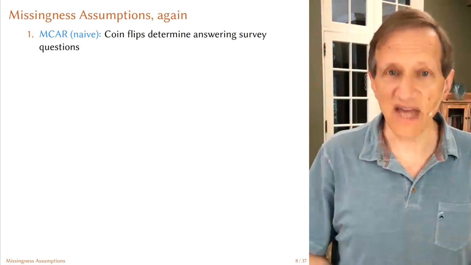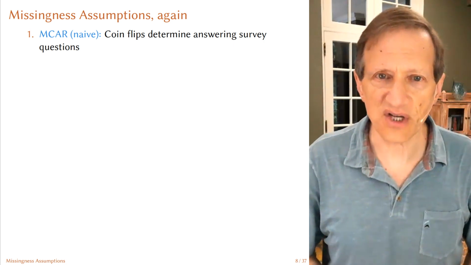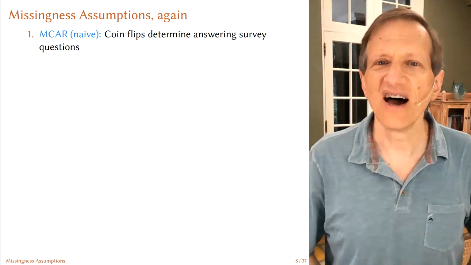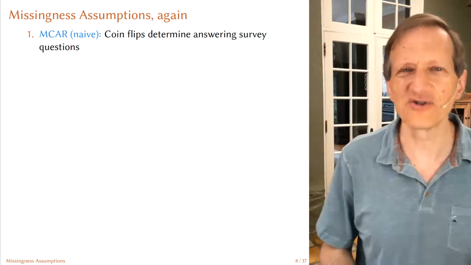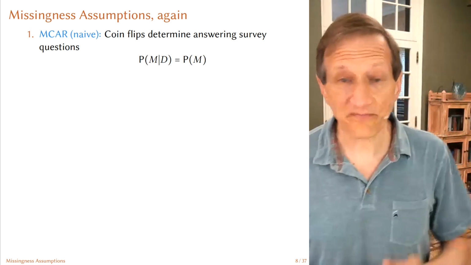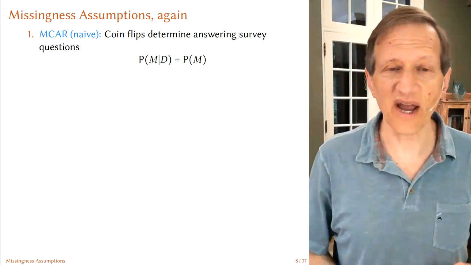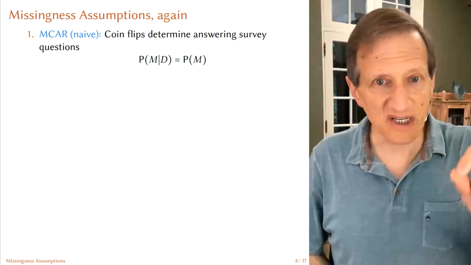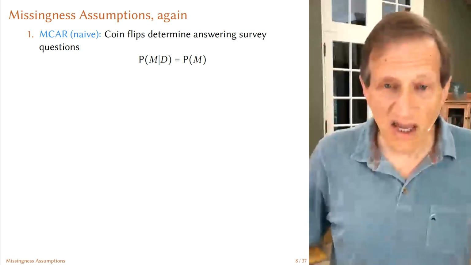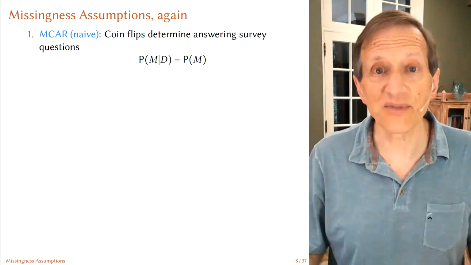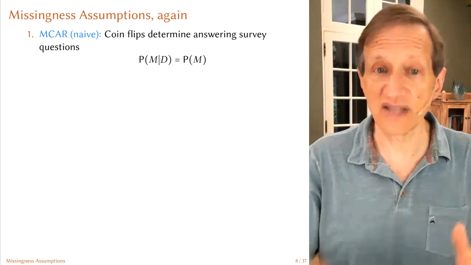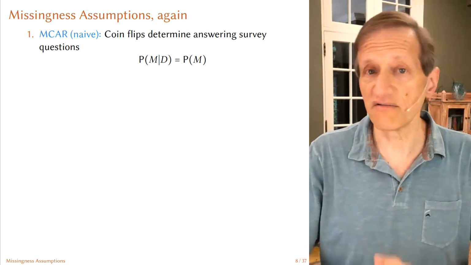we can think of as a naive statistical assumption. Coin flips determine whether you're going to answer a survey question. Probably not. Usually something's going on. Mathematically, this is the way we're going to write it. P of M, the missingness matrix, given all the data, is not a function of D, and therefore we can drop D and it's equal to P of M. So that's the idea. It's just a function of basically randomness.